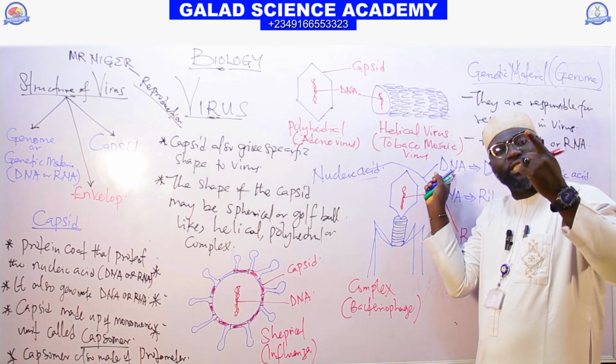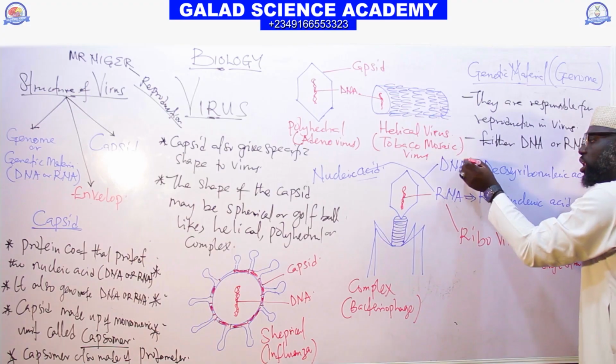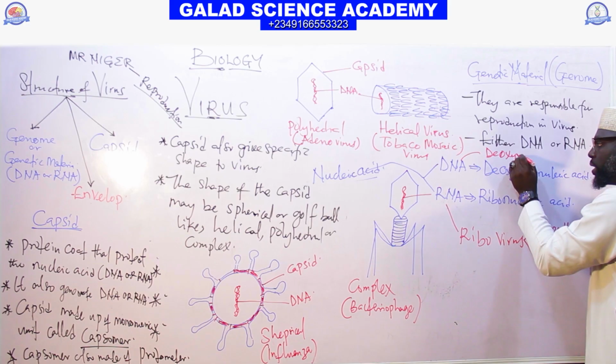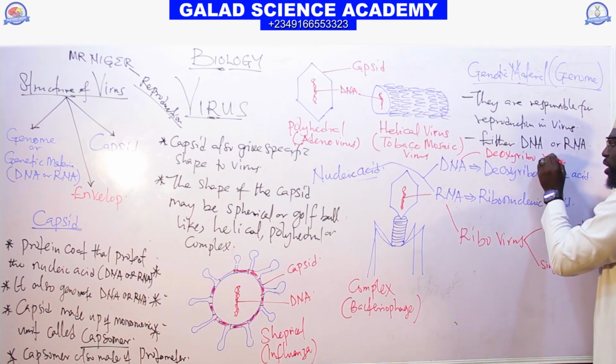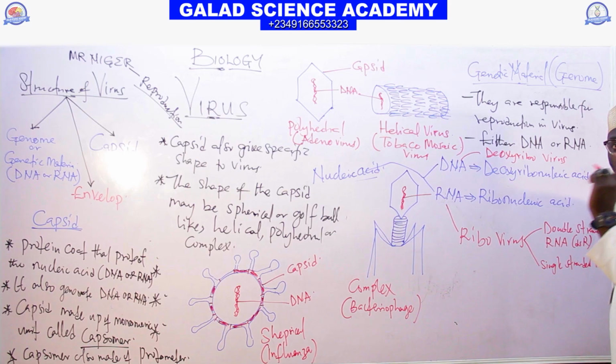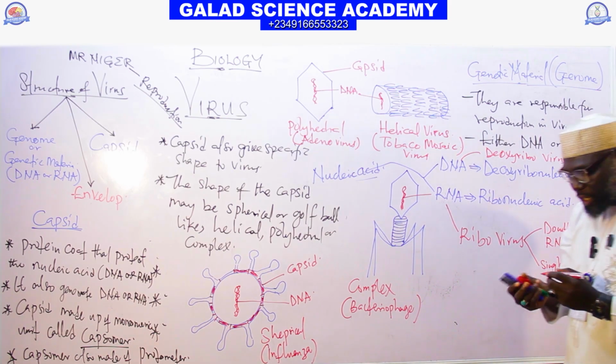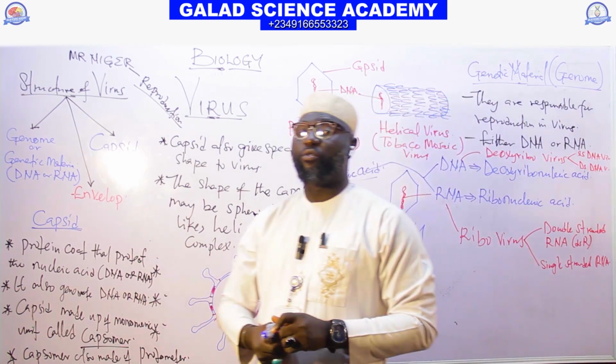The same thing: any virus that contains DNA is called deoxyribovirus. And it's also grouped into two parts. We have single-stranded DNA virus, and we also have double-stranded DNA virus. So that is all about the genetic material we have in the virus.